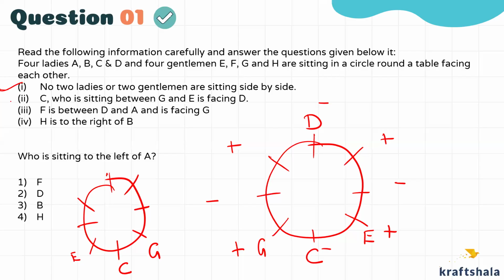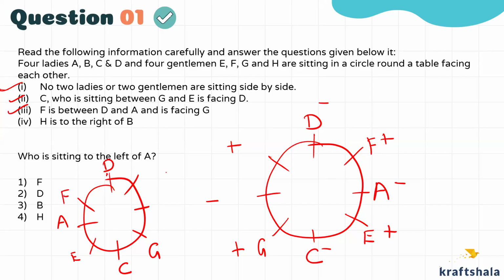Right. F is between D and A and is facing G. Now F is between D and A. So I can mark A here. F is between D and A and is facing G. Right, like this as well. Or F is between D and A. If I mark like this, this is also right.